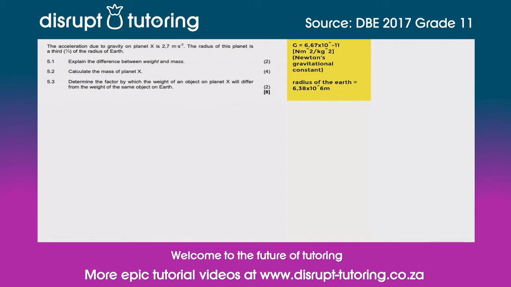The acceleration due to gravity on planet X is 2.7 meters per second squared. The radius of this planet is 1/3 of the radius of Earth. Okay, so that's going to come in handy later. The first question though is a theory question, and it asks, explain the difference between weight and mass.